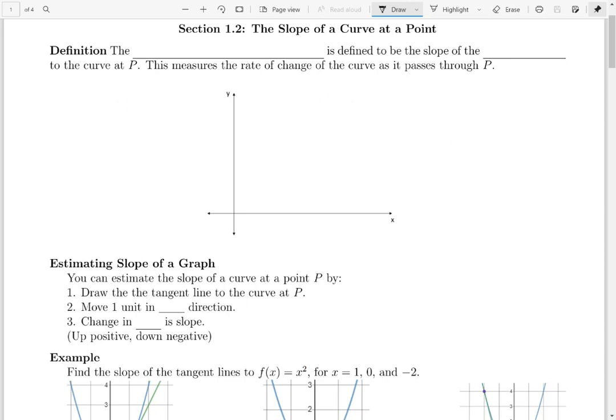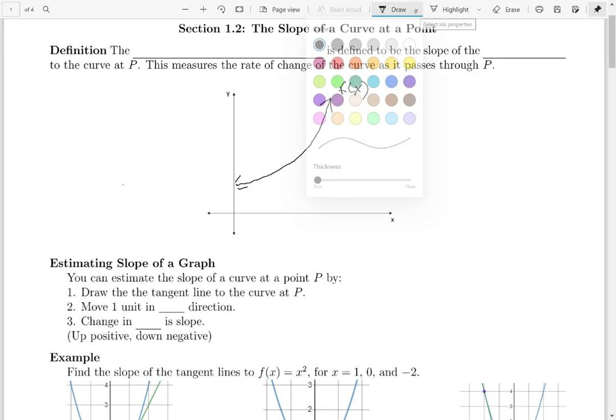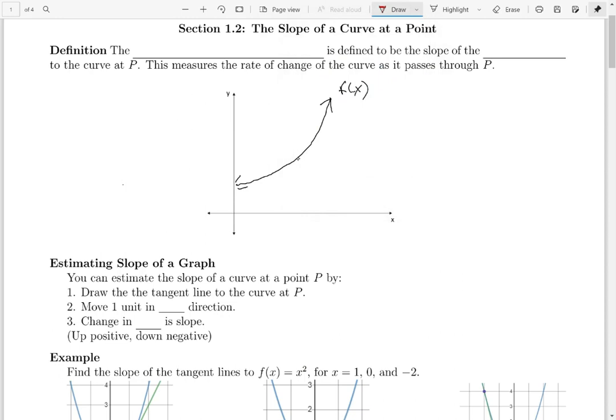Section 1.2, the slope of a curve at a point. So the idea here is that let's say we have some function. I'm going to say that this is just some arbitrary function, f of x. And then we're going to take this thing called a tangent line. We're going to take a point on the function and mark it as the point P. And so this is the point P.